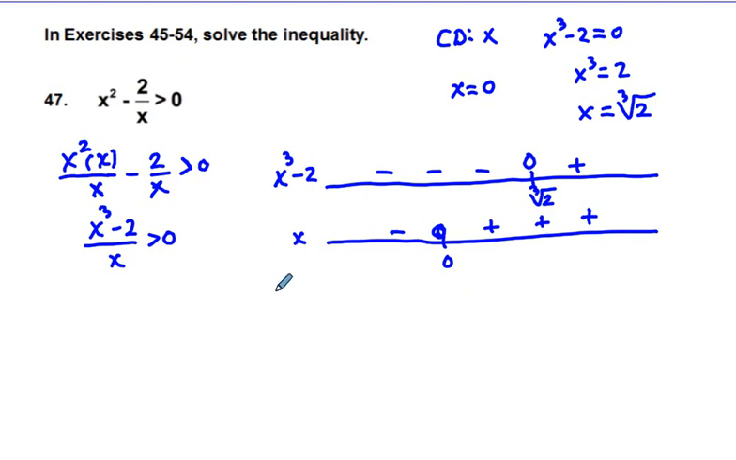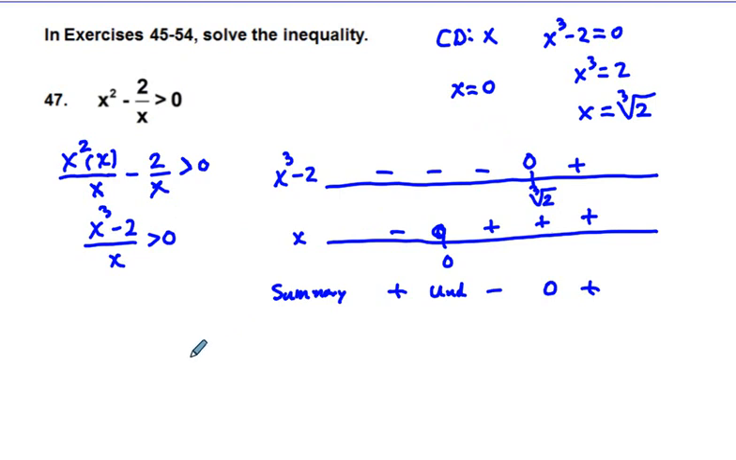And so for a summary, we're going to have negative divided by negative, which is positive. We'll have negative divided by 0, which is undefined. We'll have negative divided by positive, which is negative. We'll have 0 divided by positive, which is 0, and then finally positive divided by positive, which is positive. And we want to know where our inequality value is greater than 0.